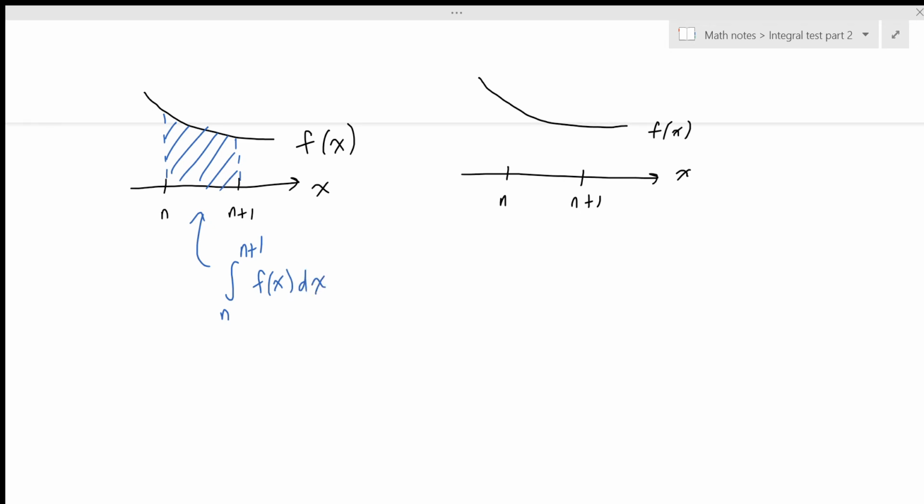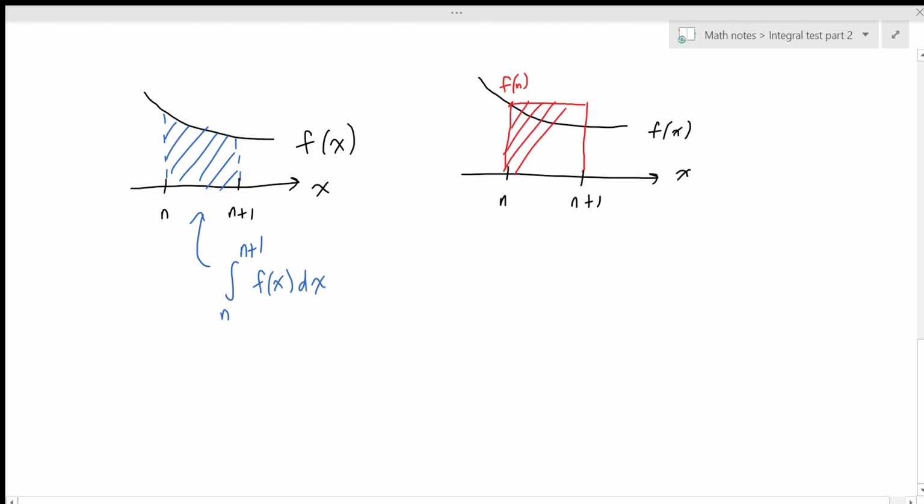On the right-hand side, we're going to instead look at a rectangle that starts here at f of n. So we're going to look at the rectangle that starts at f of n and stretches between n and n plus 1. So that's this red region here. And we can calculate its area too. It's just equal to the base, which has length 1, times the height, which is f of n. So it's just equal to f of n.